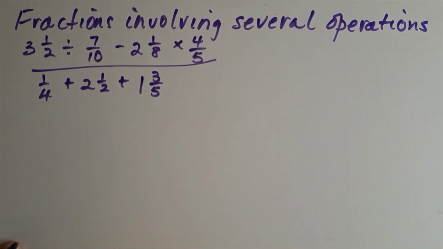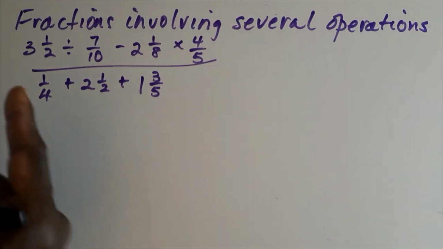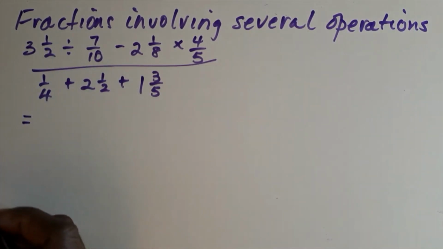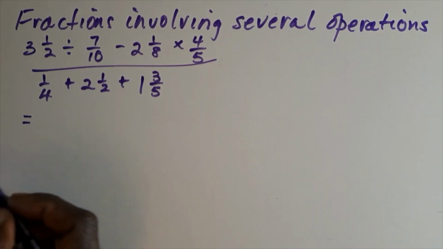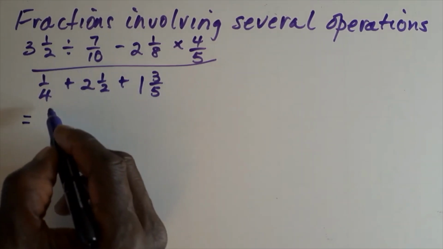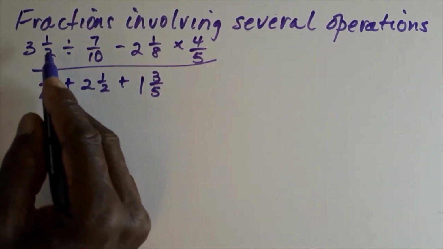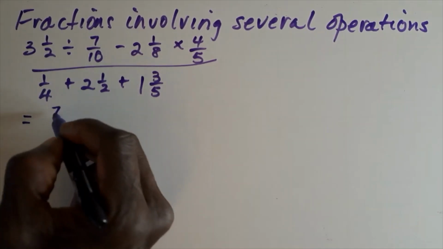Hi there, so continuing fractions involving several operations. Here's a complex fraction that we need to simplify. So first we'll just turn these mixed numbers into improper fractions, and then we can simplify this numerator. So this is 326 and 17/2.